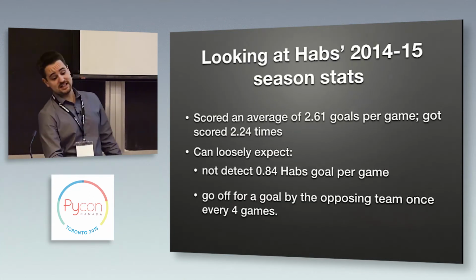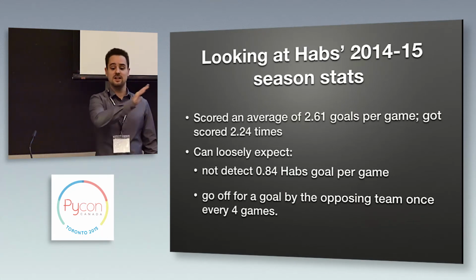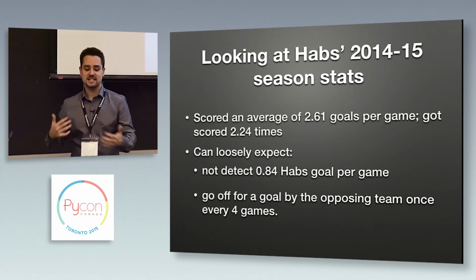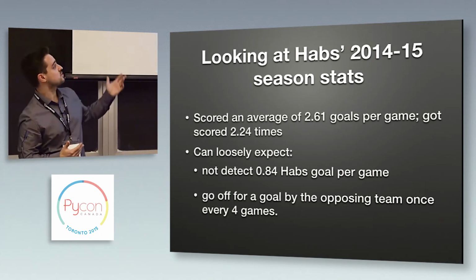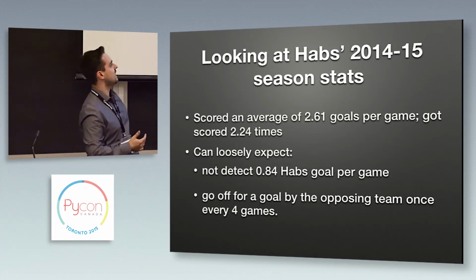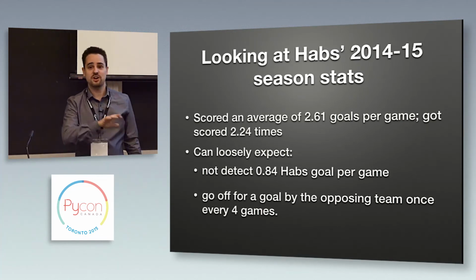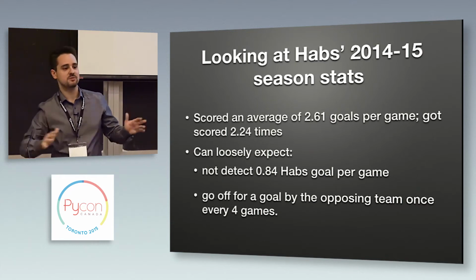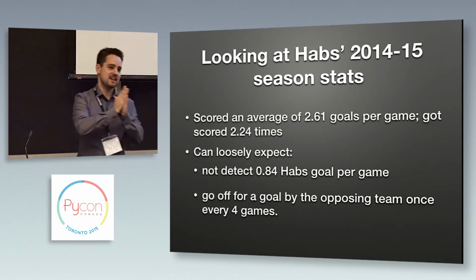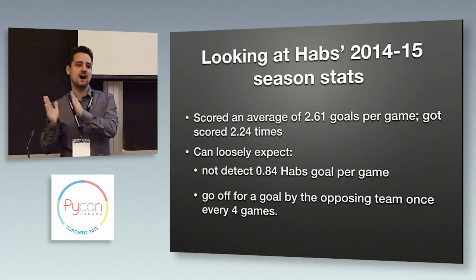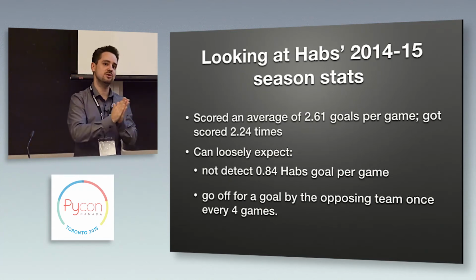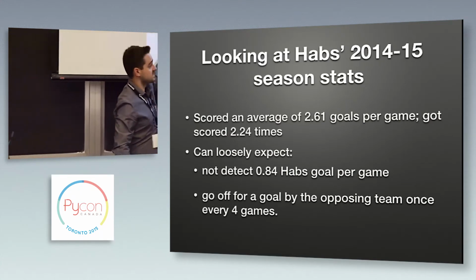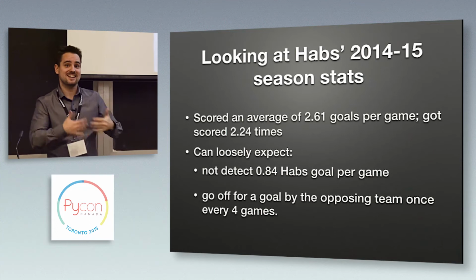Looking at the statistics from the season before of the Habs, the average number of goals for and against, you can look at these numbers to say what we expect. We're going to not detect 0.84 goals on average per game, and we're going to go off by mistake once every 4 games if the Leafs score. So you always have to make that kind of threshold decision. How many wrong answers are you willing to let in? Because if you try to get this down to 0, then you're going to start not detecting Habs goals.